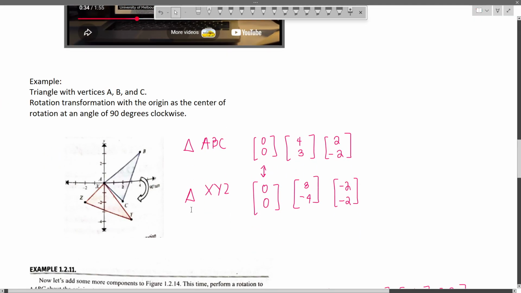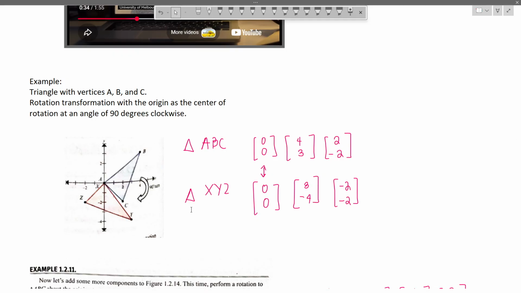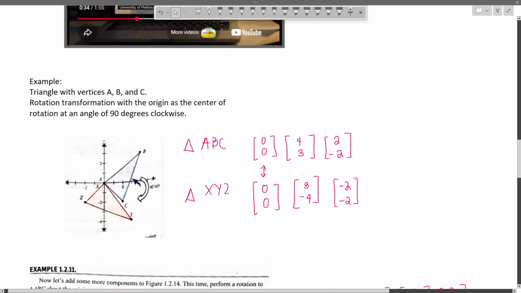So for example, we have a triangle with vertices A, B, and C, and we perform a rotation transformation with the origin as the center of rotation at an angle of 90 degrees clockwise. So from ABC, we rotate it 90 degrees clockwise to get XYZ. So from all of these points, we get this. Okay, so that's what a rotation transformation would look like in a Cartesian plane.